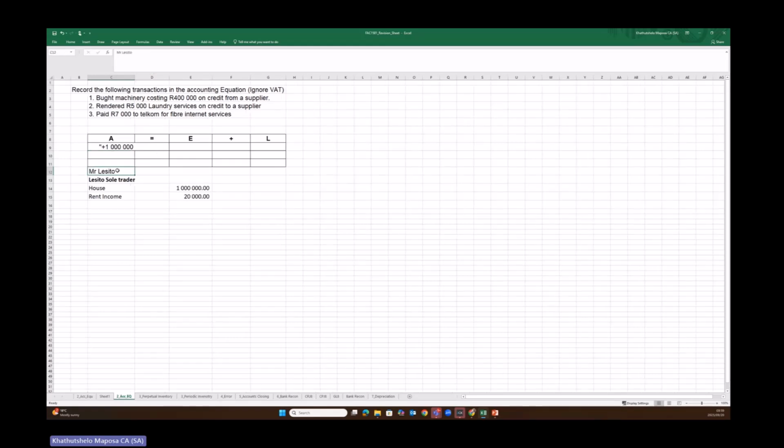Let me write it. Which is the house, and then because you are the owner of the business or the shareholder of Lisito Traders who has transferred this house from personal use, or who has bought this house in order to use it for business purposes, that becomes your equity. So meaning 1 million, it's your equity that you have added in the business.